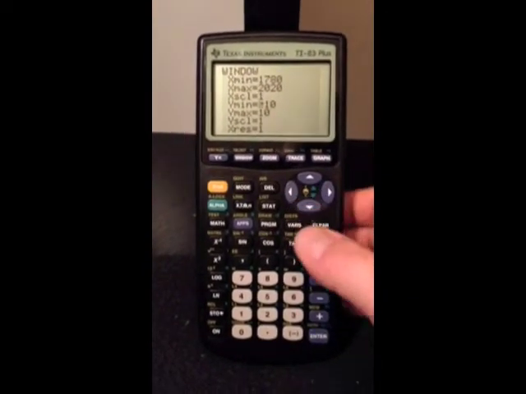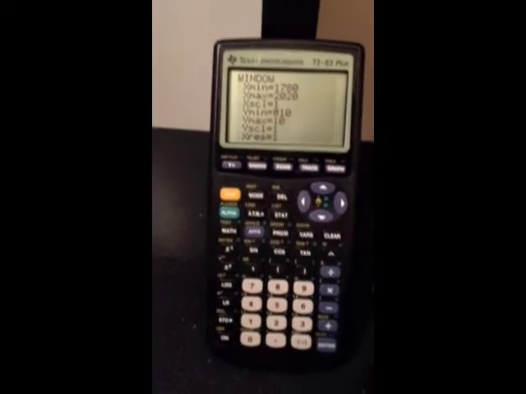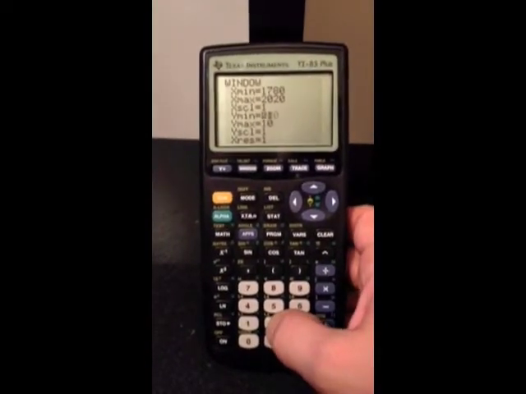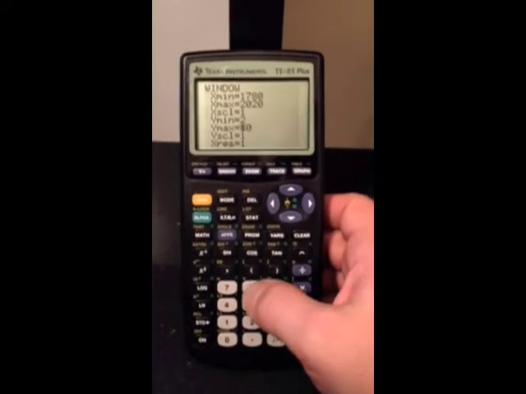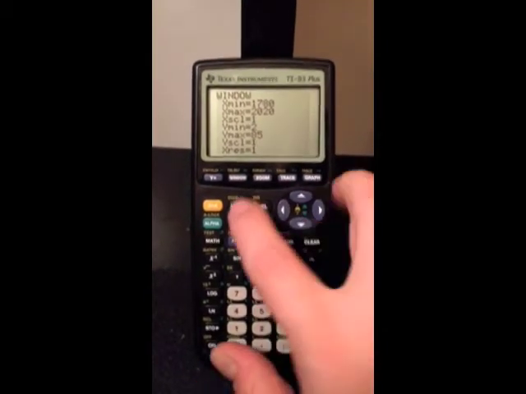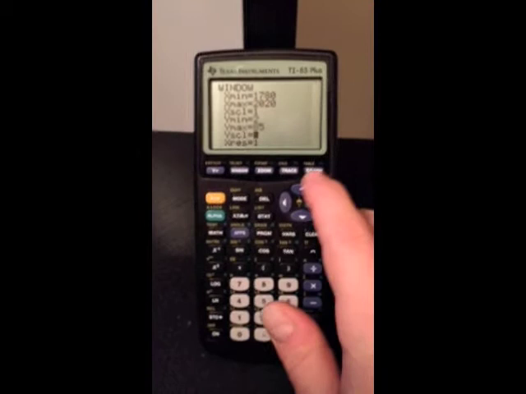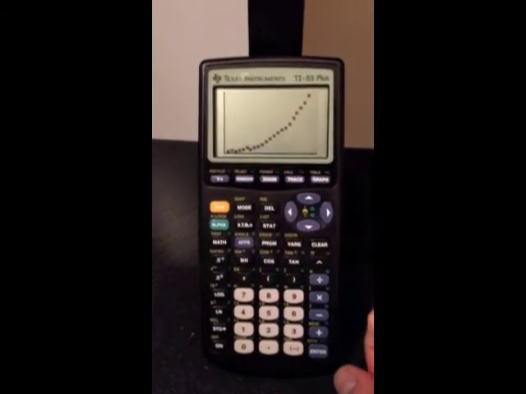I'm going to put the Y's in. The Y minimum, the minimum amount of people that I'm going to have per square mile, is 4.5. So I'm going to give it a little bit of room. I'm just going to use 2. And then the maximum, it says 80 on there, so I'll go up to 85. It seems like we're all set. So let's go ahead and graph. A nice collection of points there.